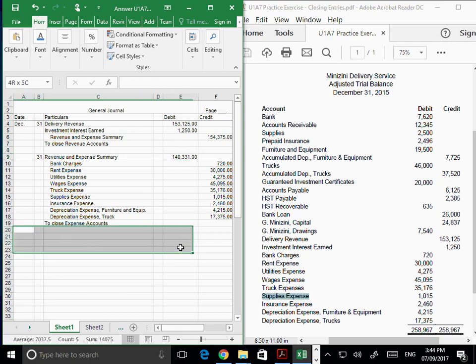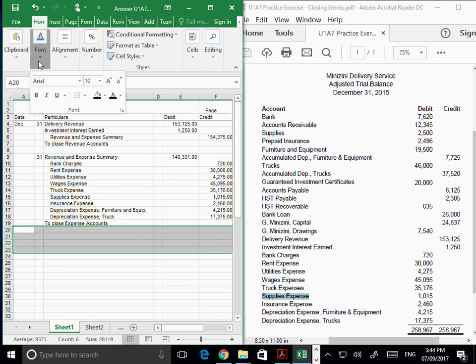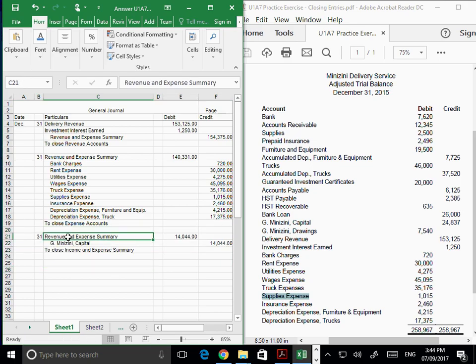Immediately following that, we need to close out the revenue and expense summary account. I told you it wasn't going to last very long. The revenue and expense summary account gets debited for $14,044. And you're saying to yourself, where did the $14,044 come from? The $14,044 comes from the difference between the $154,375 credit we had and the $140,331 debit that we had.